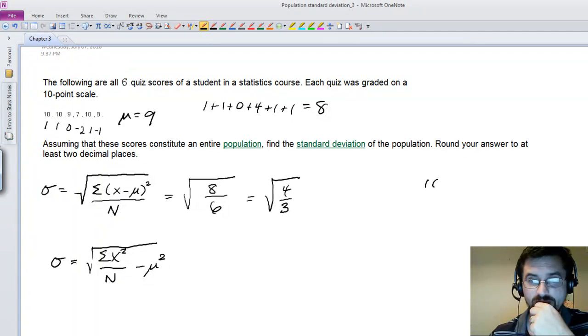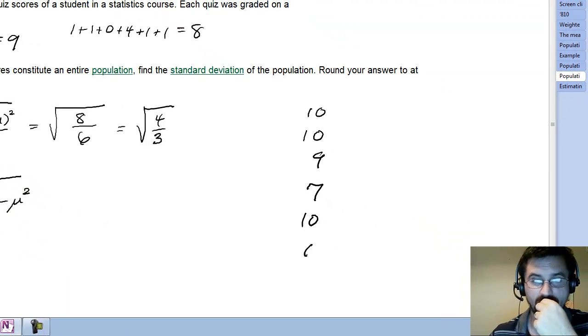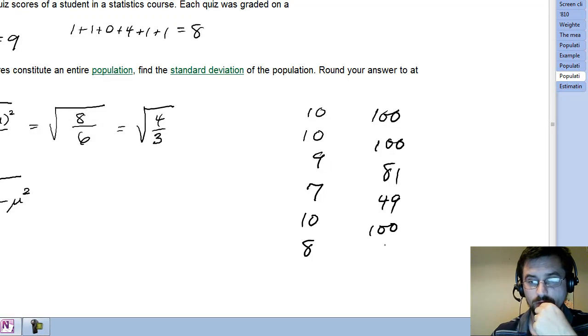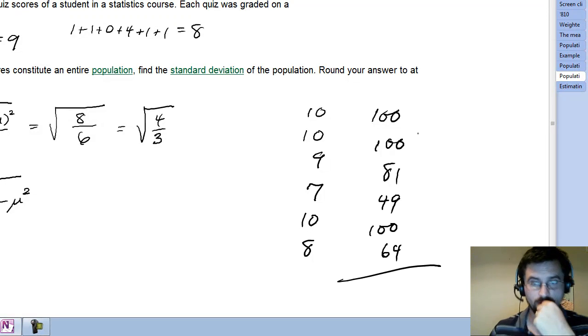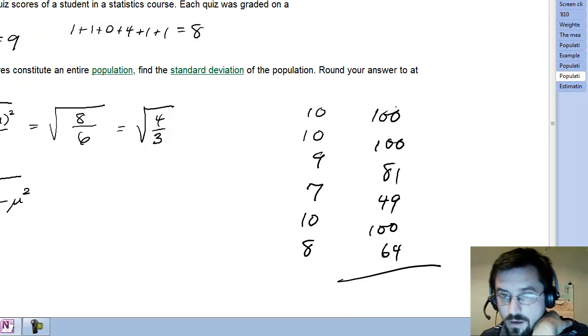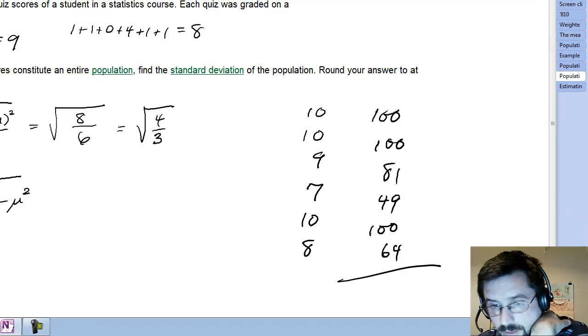So if we have 10, 10, 9, 7, 10, and 8, then the sum of the squareds would be, first we square them, and then we add them. So what do I see here? I see 300. So it's going to be bigger than 300.